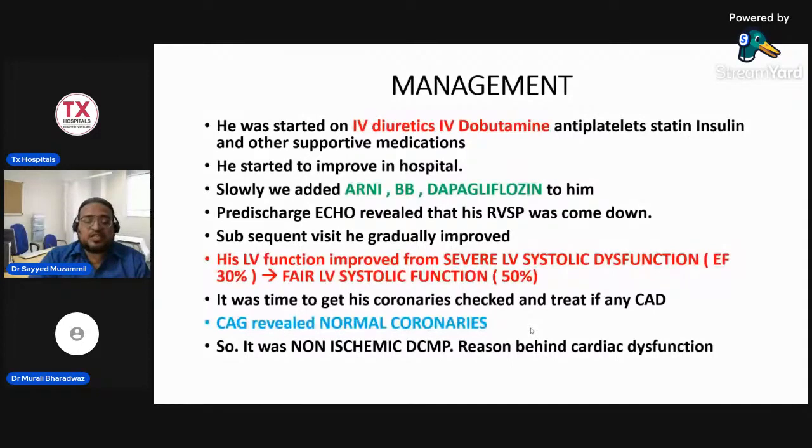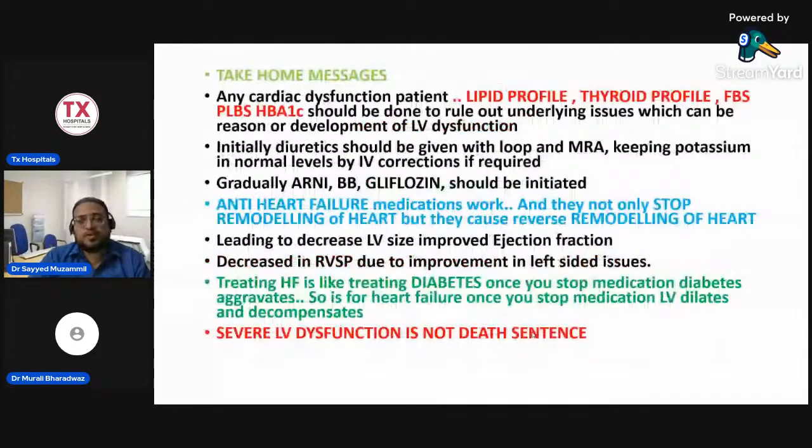So the take home message of this case is that when any cardiac dysfunction presents to you, you should do lipid profile, thyroid profile, fasting blood sugar, post lunch blood sugar, HbA1c, to rule out underlying issues, as these can be a reason behind development of LV dysfunction.